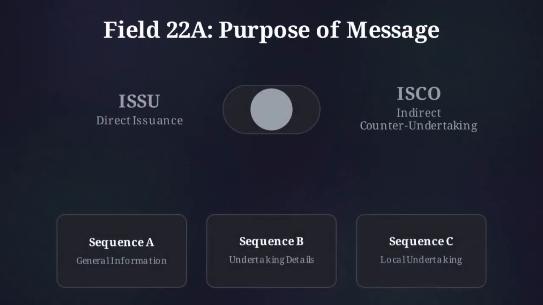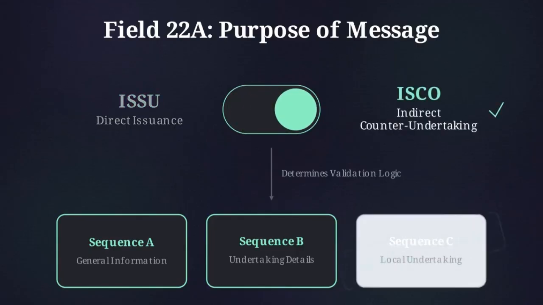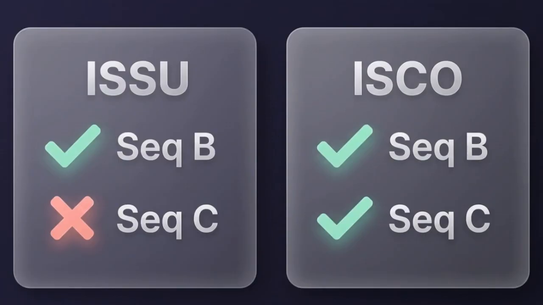Field 22A, the purpose of message, determines the validation logic for the rest of the MT760 format. Selecting the ISSU code indicates the direct issuance of an undertaking. Selecting the ISCO code indicates an indirect counter-undertaking. These selections trigger specific network rules. ISSU strictly prohibits Sequence C, while ISCO makes Sequence C mandatory.